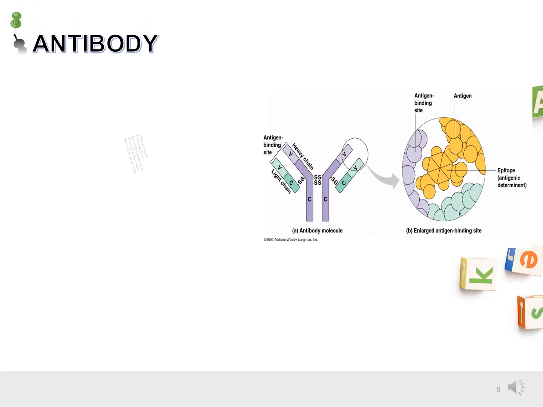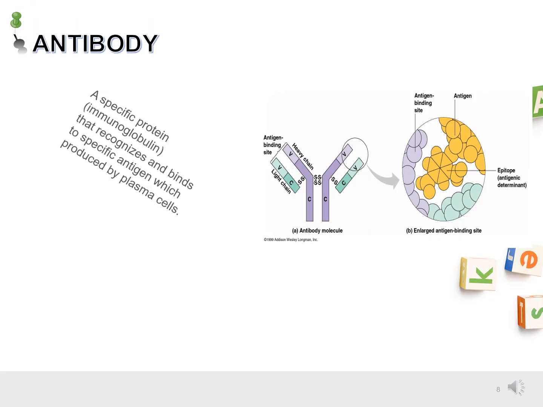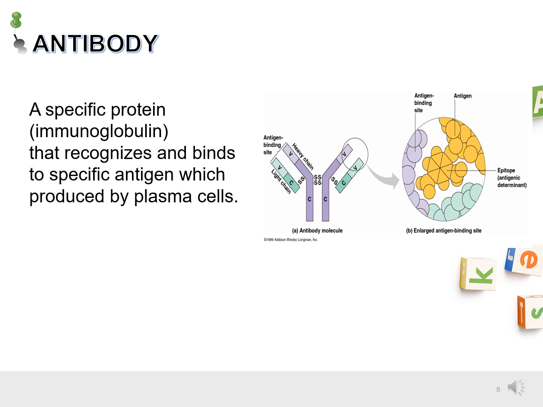What is antibody? Antibody is a specific protein that recognizes and binds to a specific antigen, which is produced by the plasma cell. An antibody is called an immunoglobulin, IG.